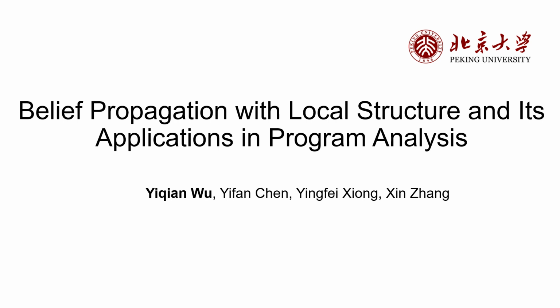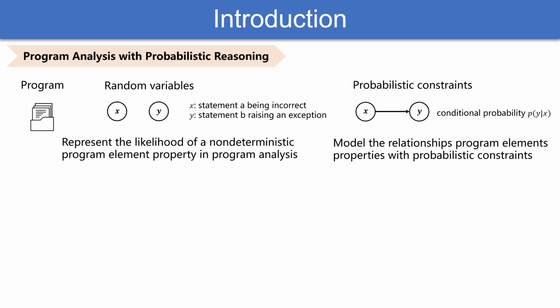I'm glad to present our work, Propagation with Local Structure and its Application in Program Analysis. In program analysis, probabilistic reasoning becomes an effective way to represent non-deterministic properties and relationships. It introduces several random variables to represent the probability of a program element's property.